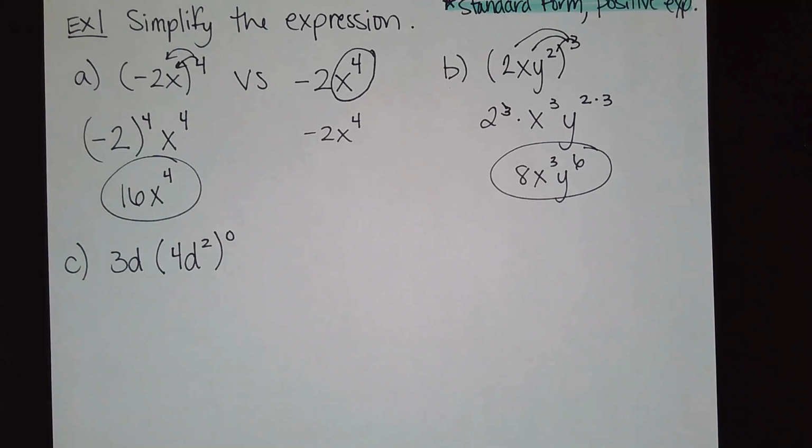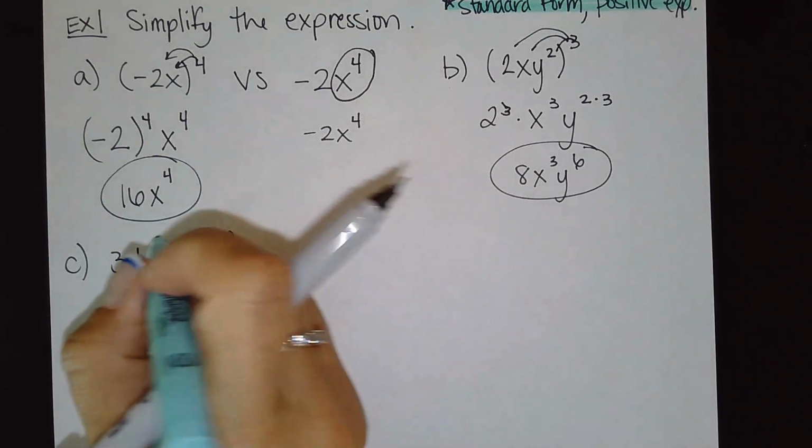What do you see? What is to the 0 power? The 4d squared. Everything in those parentheses is to the 0 power. So that means that entire term is equal to what? 1. This is like a free question on a quiz, right? It's too easy. But we got to recognize that power, okay?